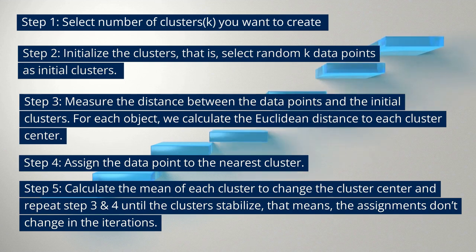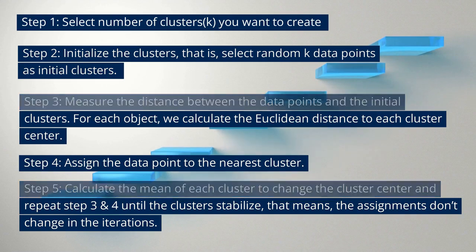Step 3 is measuring the distance between data points and the initial cluster. For each data point, we calculate the Euclidean distance to the cluster center. Step 4 is assigning each data point to the nearest cluster. Step 5 is calculating the mean of each cluster to change the cluster center, and repeating steps 3 and 4 until the clusters stabilize. That means the assignments don't change in the next iterations.